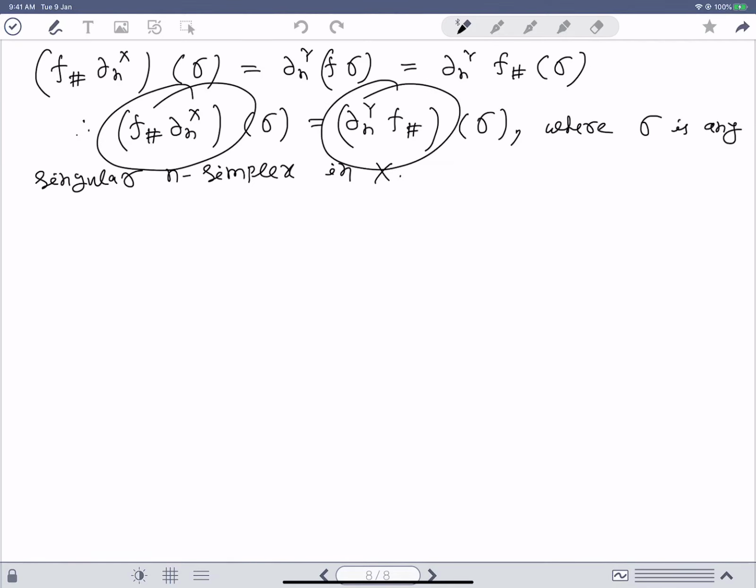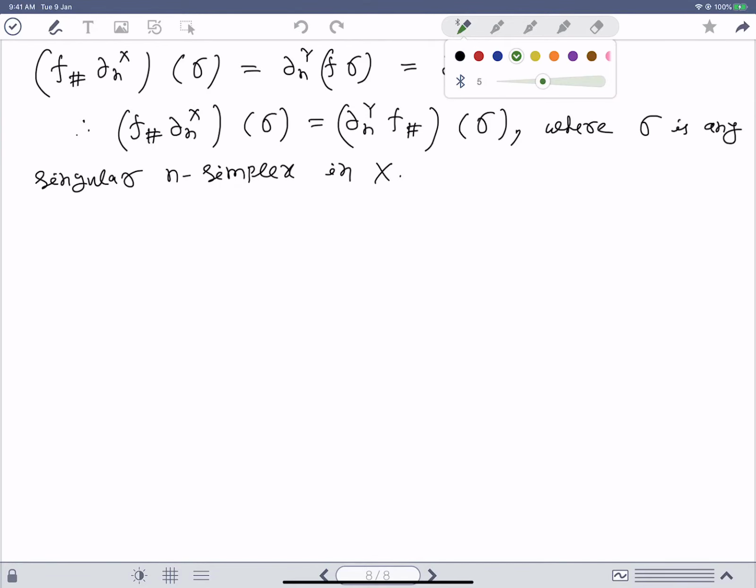Now since Cn x is generated by this sigma, we can write that this function is the same as this function. But anyway, if you don't get it, then I can also prove it. Again it is very trivial, so it is better to skip. Okay, I am proving this one. So why will this map be the same as this map.